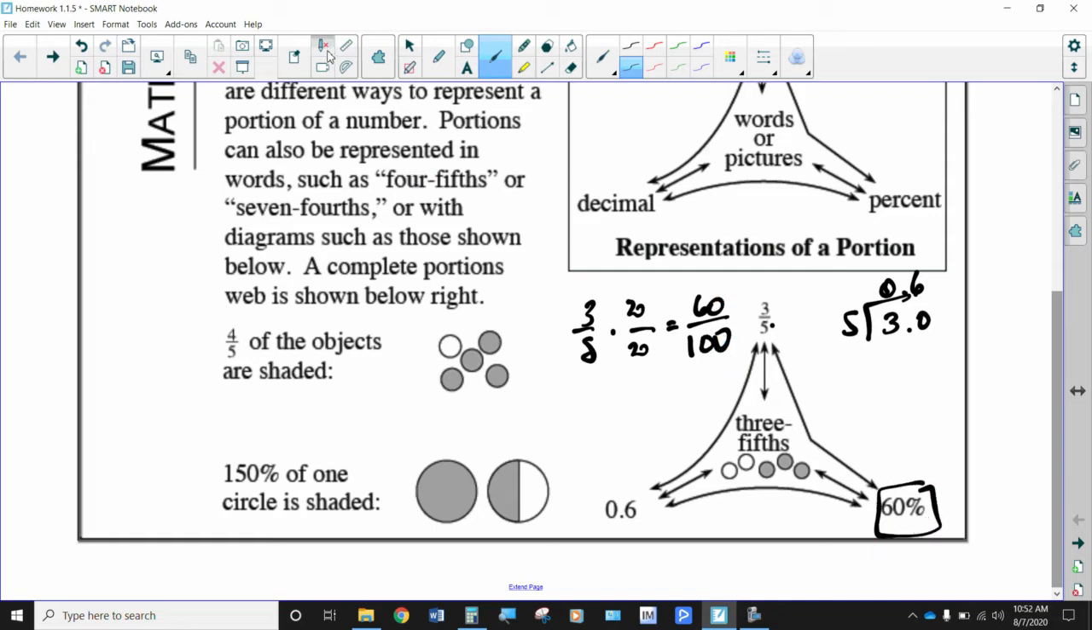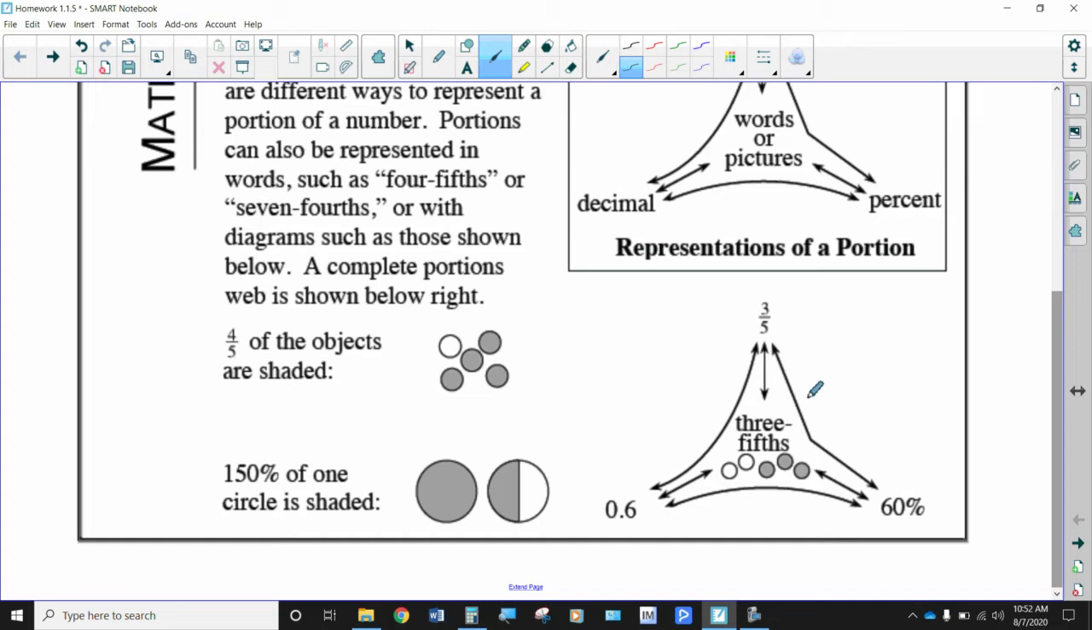Okay? So just keep in mind, all rational numbers, that would be numbers that are written as either fractions or decimals, can be written as fractions, decimals, or equivalent percents.